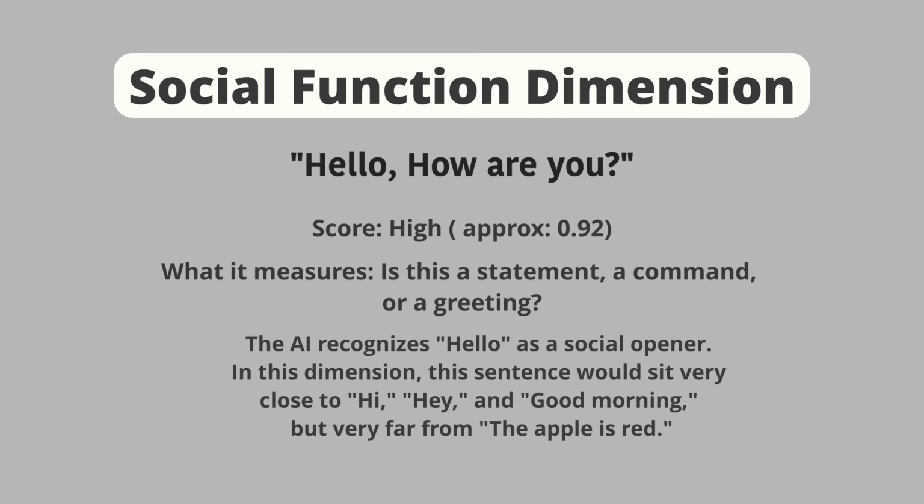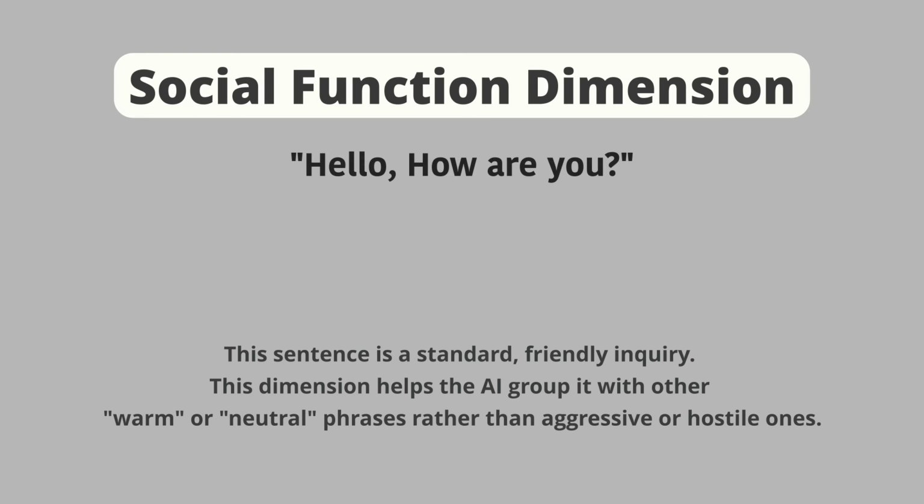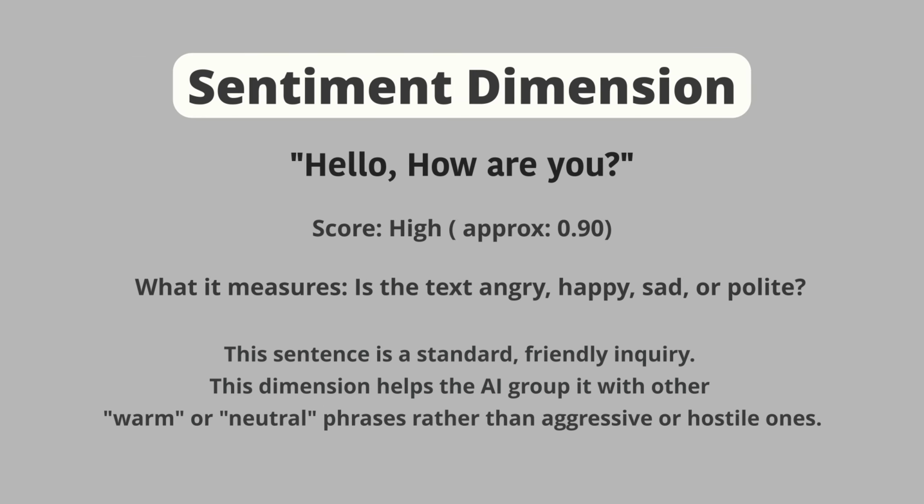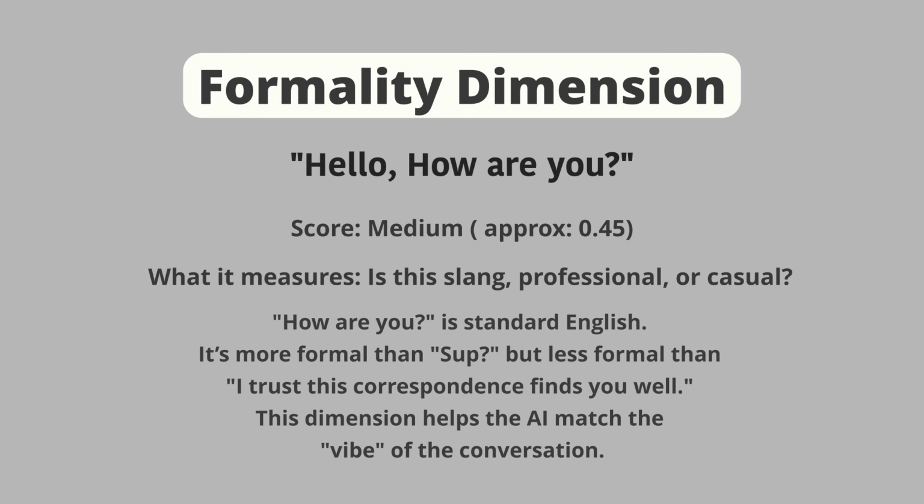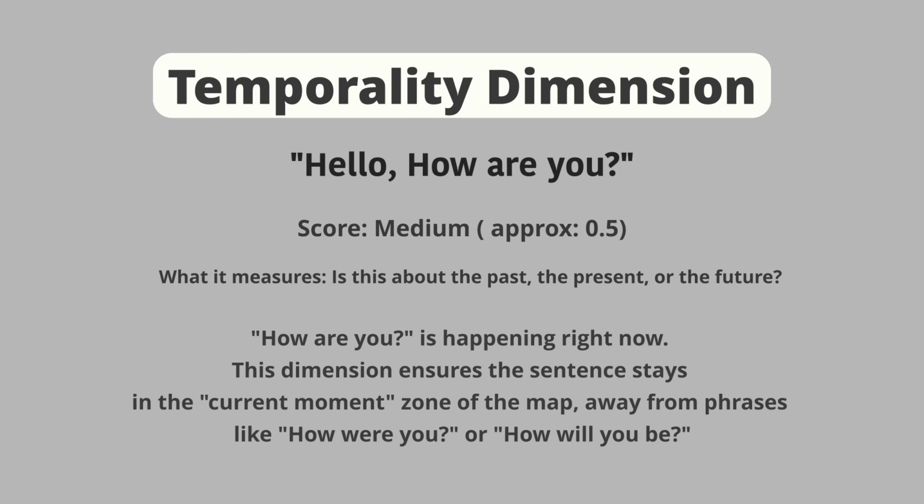Some of the dimensions are social function. It scores based on whether it sounds like a greeting, a command or a statement. In another dimension, it checks sentiment. Is it a happy, angry or polite way? Interrogative dimension. Is it asking a question? In our example, yes, this dimension has the highest score. Formality dimension checks for a casual or professional tone. Temporality dimension shows the time period, past, present or future.